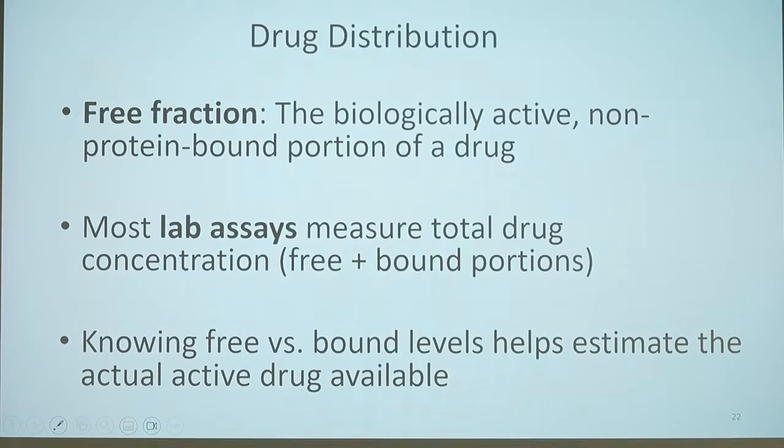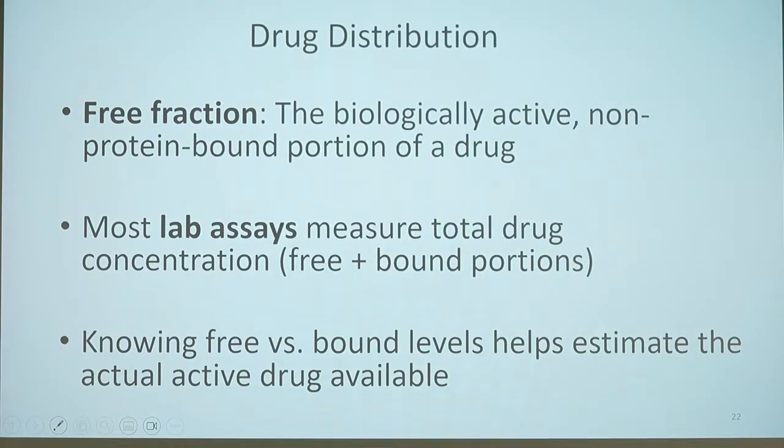So for distribution, we know that drugs travel through the blood bound to blood proteins, albumin. But for the clinical assays, we are measuring total drug concentration in the blood. So that's free and bound. And of course, what portion of the drug is the active portion? The unbound, the free, correct. So regardless of how much is free versus bound, we're looking at the total amount.